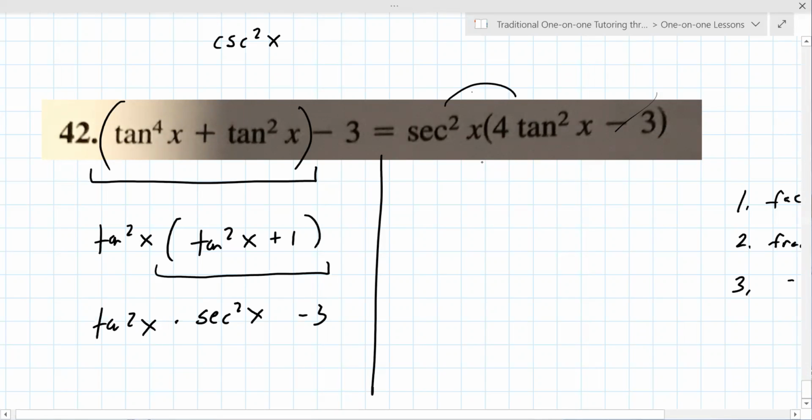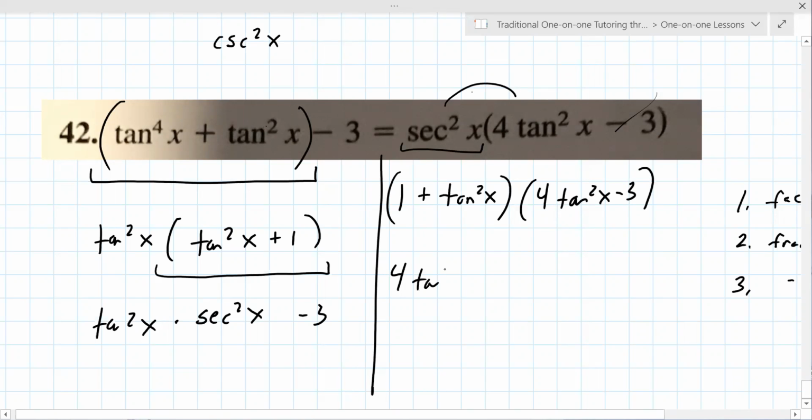Okay, so another option here. Do you see how this left side only has tangents? Yeah, but the other side does not, just has secant. But what is secant squared x? Okay. Yep. Now, what do you see here? You can FOIL this. Yeah. So 4 tangent squared x. Okay, now we got to do the outer, minus 3.